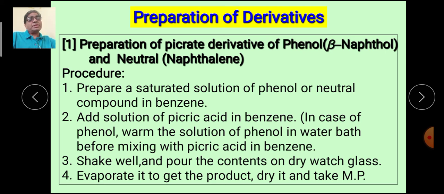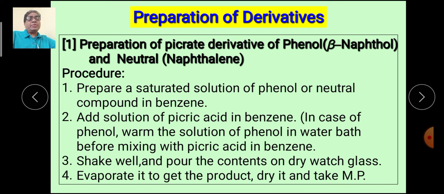And thus we have prepared the saturated solution of phenol in one test tube and the saturated solution of neutral in another test tube. Now I have taken the test tube of saturated solution of phenol, and to the test tube add solution of picric acid in benzene. Picric acid is a solid and the solution is prepared in benzene, and this is also a saturated solution. Now in case of phenol, you have to warm the solution of phenol in water bath before mixing with the picric acid in benzene.